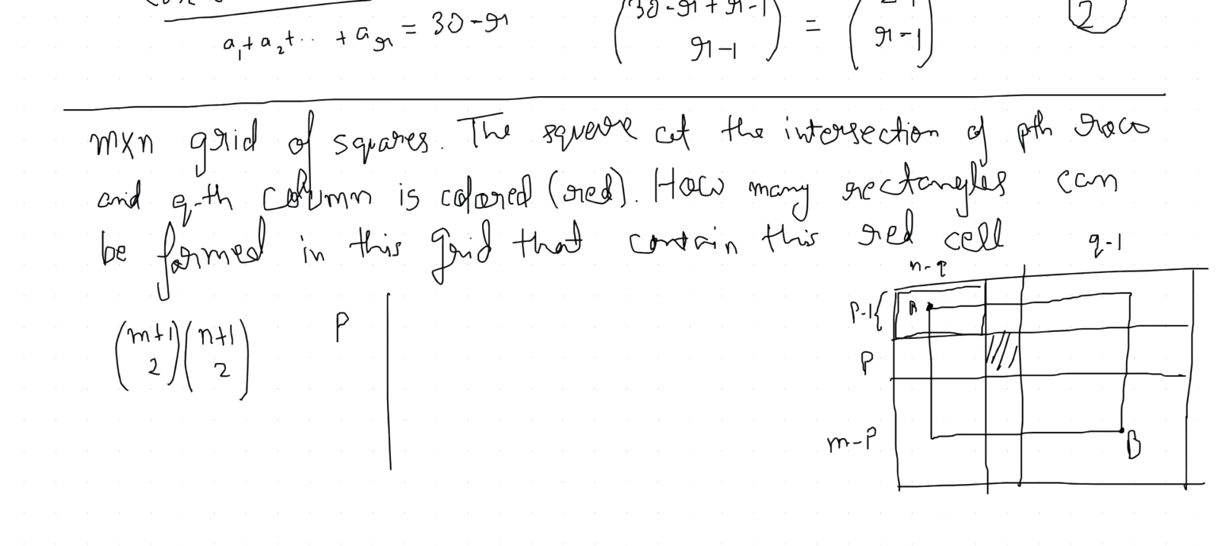Right. But why P minus 1? Why not P? Yes, so P, right? So if it is P, wait, so the length is, yeah, this is P, and this is N minus Q, or is it N minus Q plus 1? No, it is N minus Q. So then it is P times N minus Q.